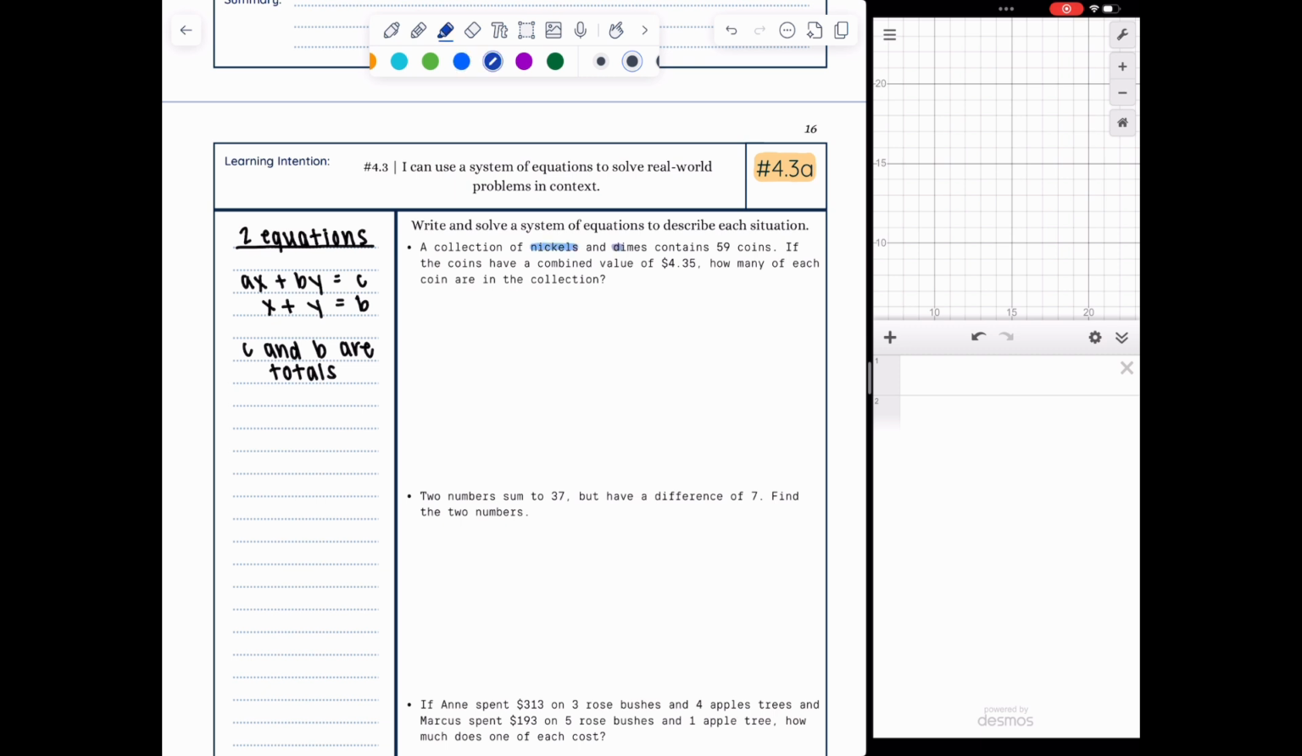So let's look at this question here where we have a collection of nickels and dimes. We're told that that collection has 59 coins. We know that they're nickels and dimes and that's the only type of coin that's going to be in this collection. So this is our first total, the number 59. Remember that with each system of equations, you're looking for two totals. So it's nice that we know the first one is coins, but we also need to have a second total. So there's going to be some other number that comes into play here.